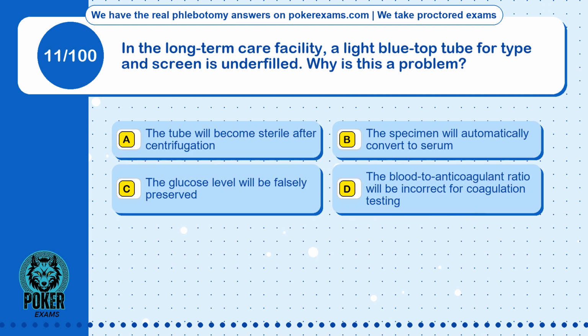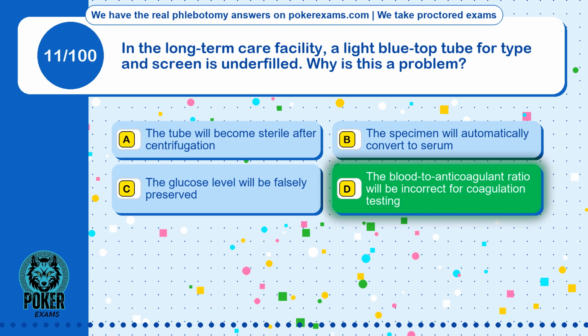Question 11. In the long-term care facility, a light blue top tube for type and screen is underfilled. Why is this a problem? Option A. The tube will become sterile after centrifugation. Option B. The specimen will automatically convert to serum. Option C. The glucose level will be falsely preserved. Option D. The blood to anticoagulant ratio will be incorrect for coagulation testing.